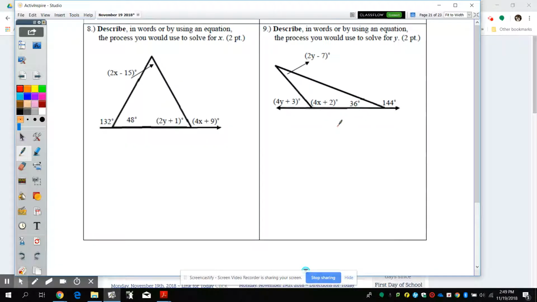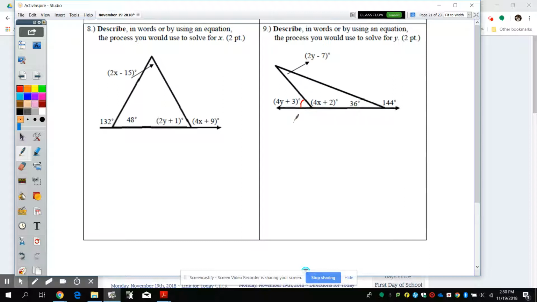Mr. Harmless here, and we're going to take a look at number 9. We learned a shortcut for dealing with exterior angles of a triangle. So we're going to take a look at these exterior angles. We have 2 of them, this one over here, this one right here. So let's take a look at this one first.